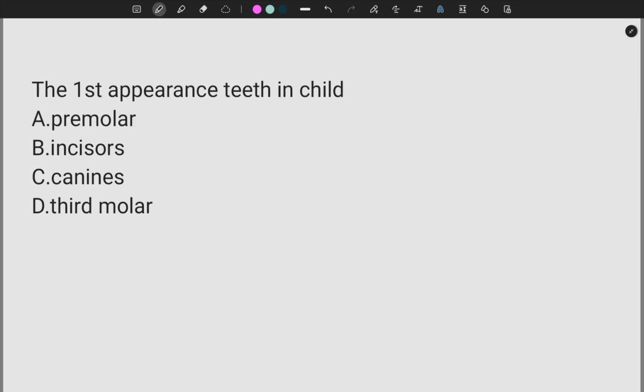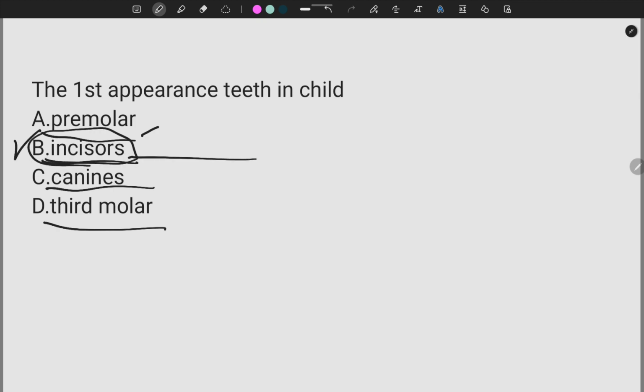So the first question is the first appearance of teeth in a child. What is the name of the teeth which appear first? Options are premolar, incisor, canines, and third molar. Which one is the right answer? The right one is option B, incisor. So incisor teeth are the first apparent teeth in the child.